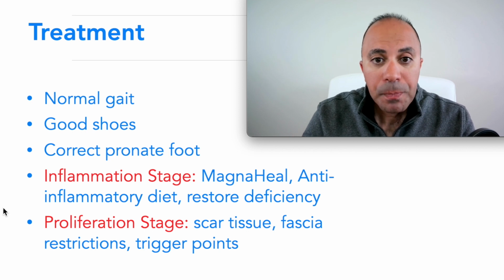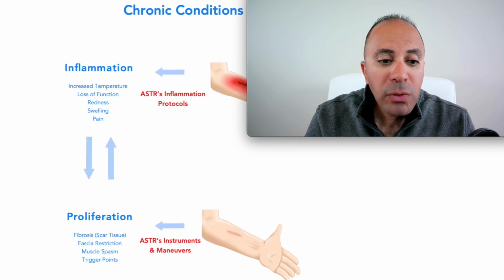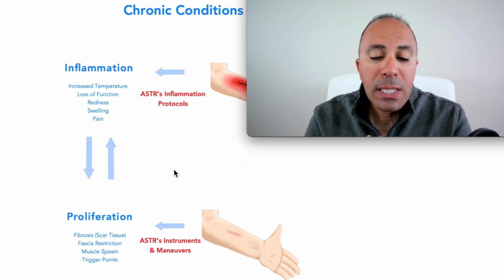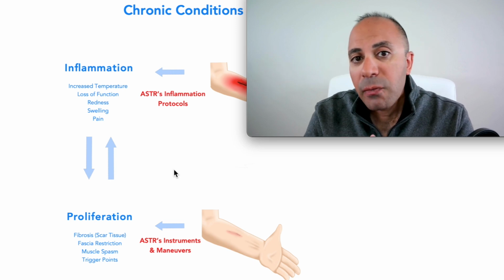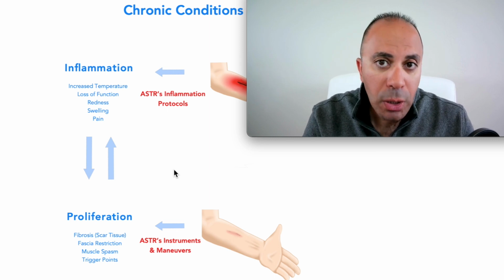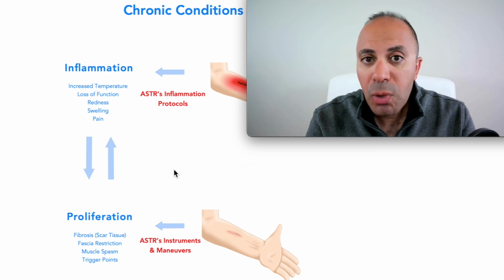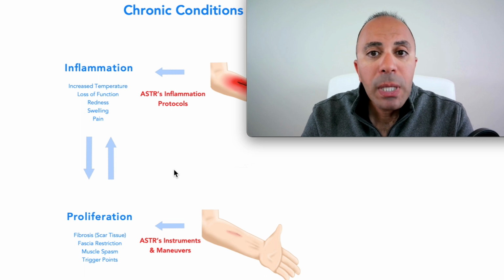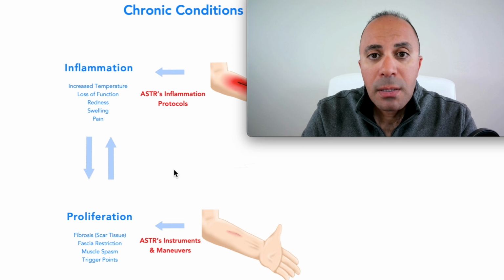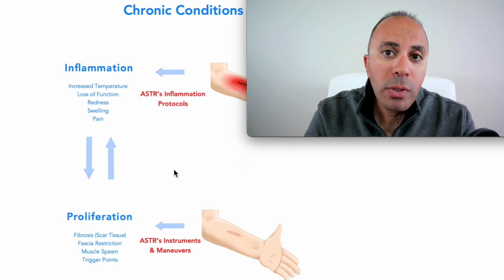So at the same time, while you're working on the inflammation, you have to work on the proliferation stage. You cannot pick and choose, okay, I'm going to decrease the swelling with Magna Heal, with the anti-inflammatory diet, and rest a little bit, but that will not break the adhesion. You cannot pick and choose, okay, I will release the scar tissue, but I'm not going to work on the fascia system. That's not going to be a full recovery or full treatment. So make sure you really address the whole issue, from all the problems that are causing it.